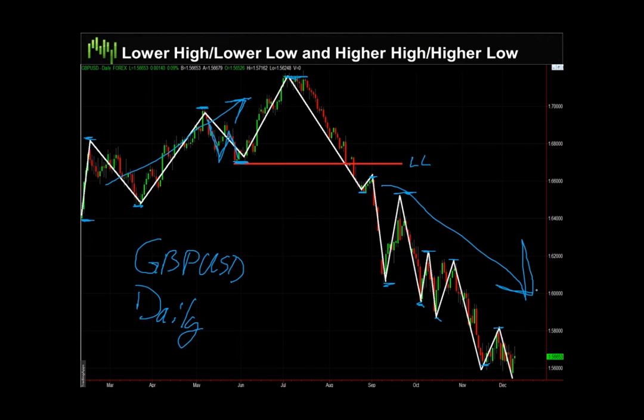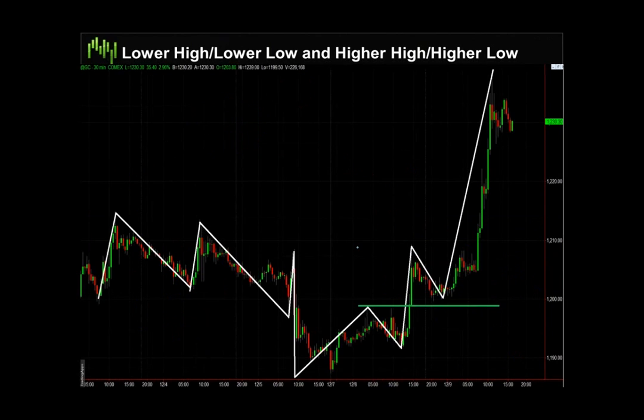All right, everybody following along. If you're not understanding what I'm saying, just let me know, and I'll try to explain it in a different way. And again, we're looking at the major pivot points. Here's another one. This is gold.